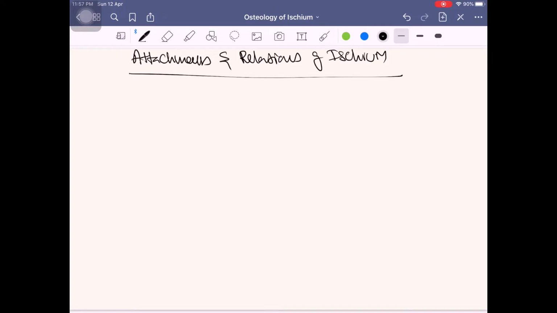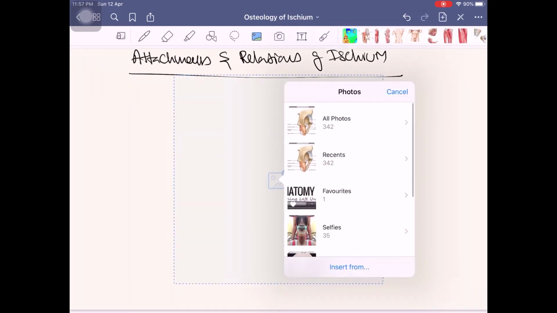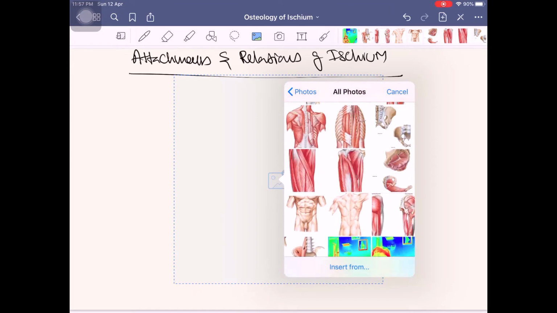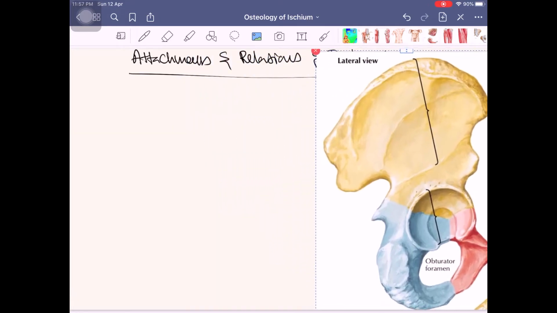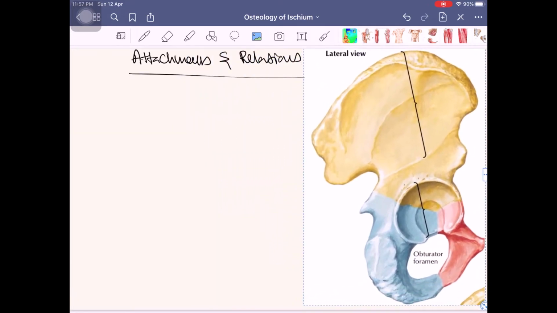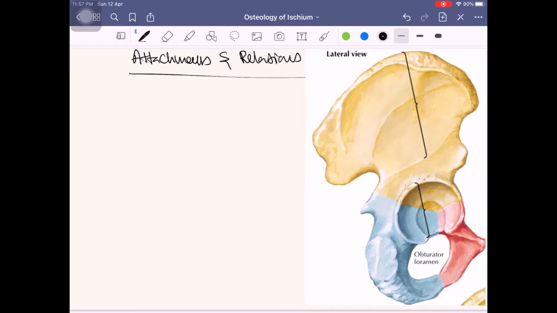Okay, so let us see the attachment. First attachment, I'll put down the picture. First one, we'll start from the back: ischial spine. This itself can be a 3 marker. So ischial spine you already know. Ischial spine is the posterior border of the body of the ischium. It continues above with the greater sciatic notch, and below it continues with the lesser sciatic notch. So this is our ischial spine, which I am marking right now.